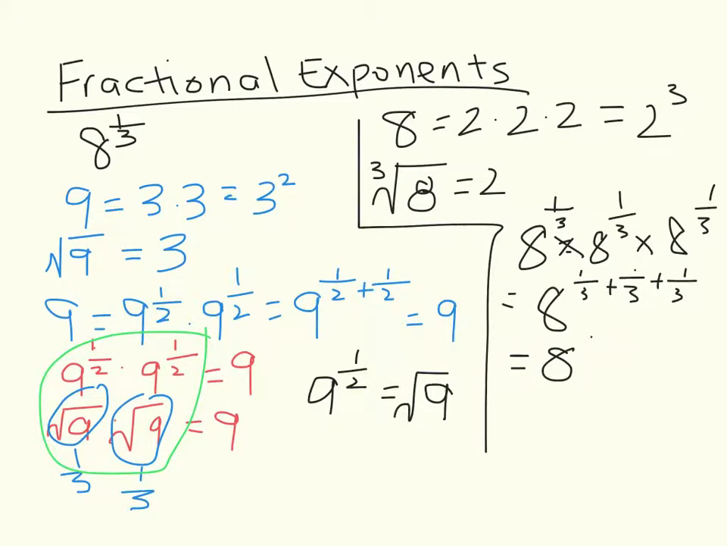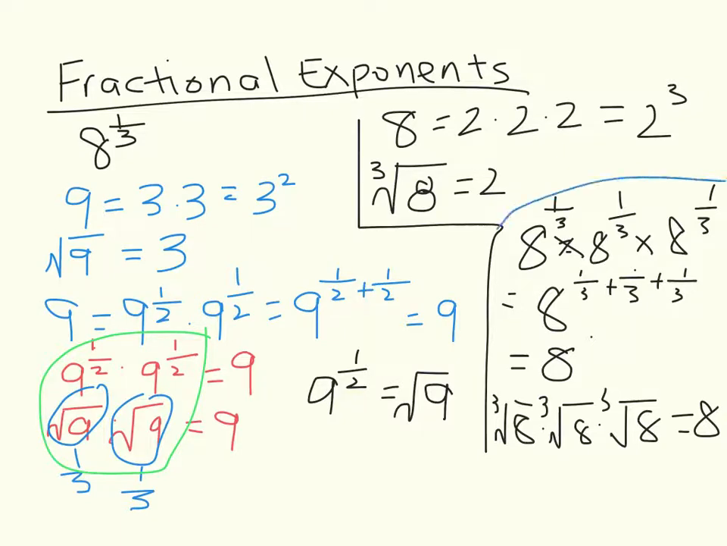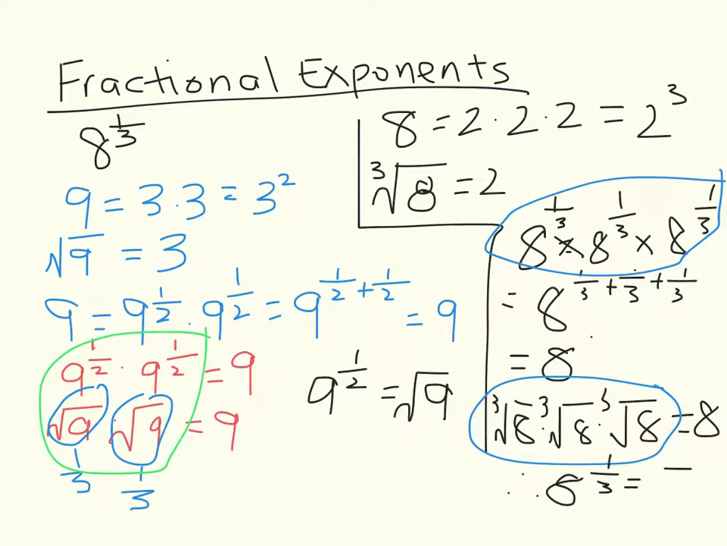Since 8 to the power 1/3 times 8 to the power 1/3 times 8 to the power 1/3 equals 8, and we also know that the cube root of 8 times the cube root of 8 times the cube root of 8 gives you 8, I hope that you can see some connection here. It shows that these three numbers should equal these three numbers. Therefore, 8 to the power of 1/3 should give you the cube root of 8.